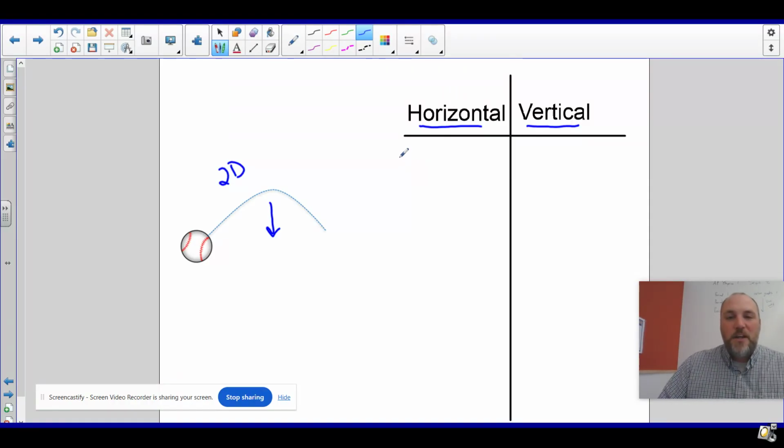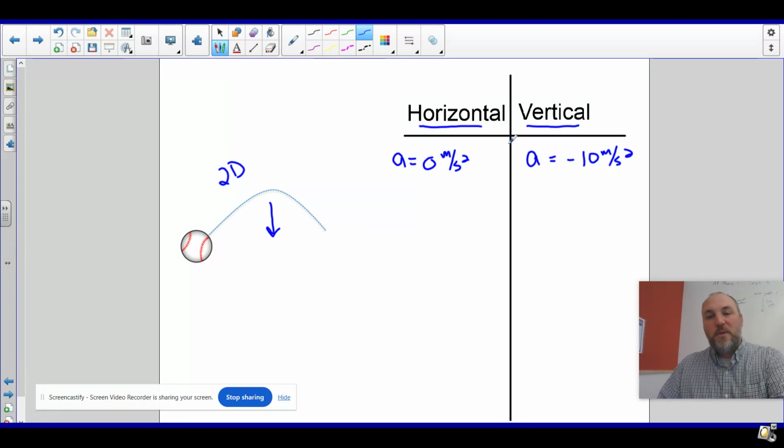And that allows me to start each problem with a known acceleration. In the horizontal direction, there's no acceleration, and in the vertical direction, the acceleration is negative 10. So I have an advantage here where I'll always know the acceleration in both dimensions. Okay? So keep that in mind. When we have a two-dimensional problem, we're going to have to break it into separate, independent dimensions: the horizontal and vertical.